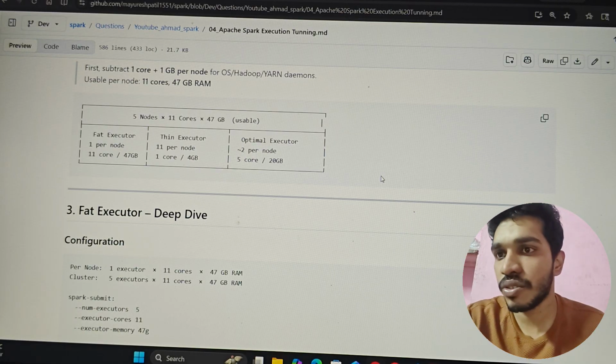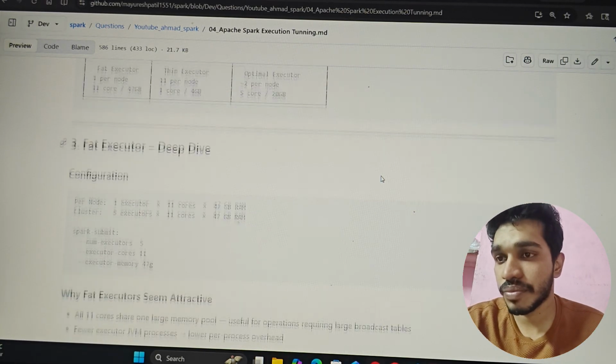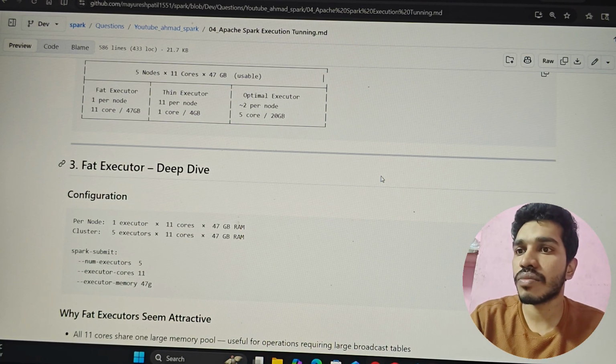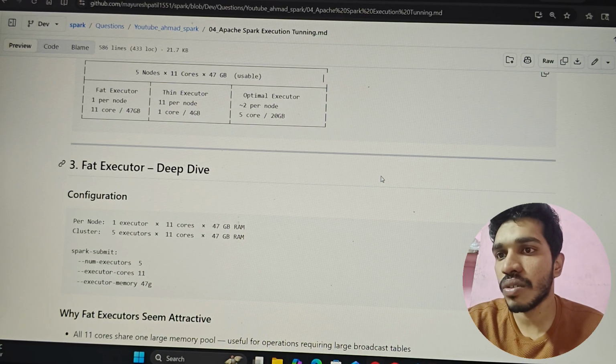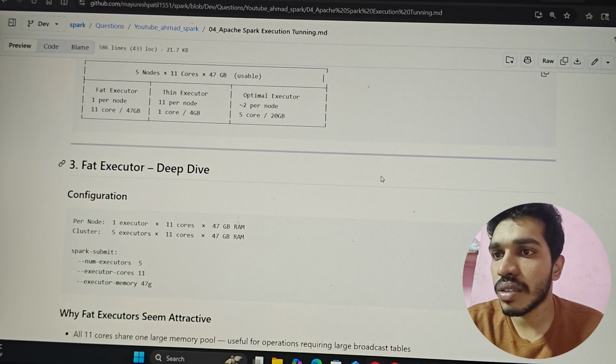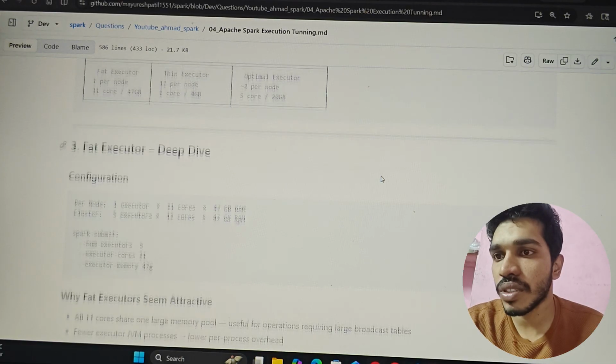Fat executor: per node, one executor having 11 cores and 47 GB RAM. The cluster has 5 executors, each with 11 cores and 47 GB RAM. So the spark-submit command should be spark-submit with num-executors 5, executor-cores 11, executor-memory 47.